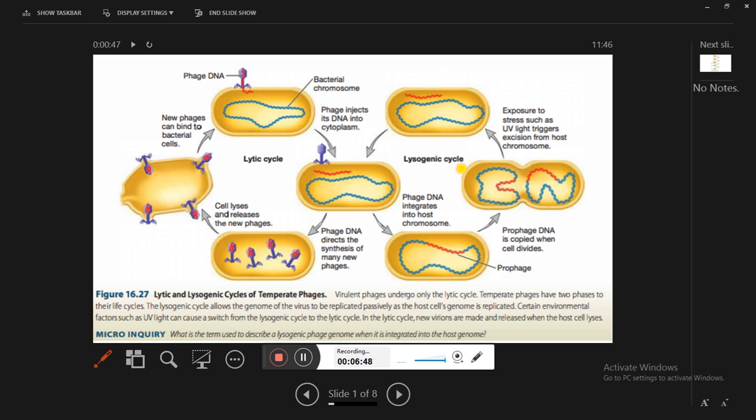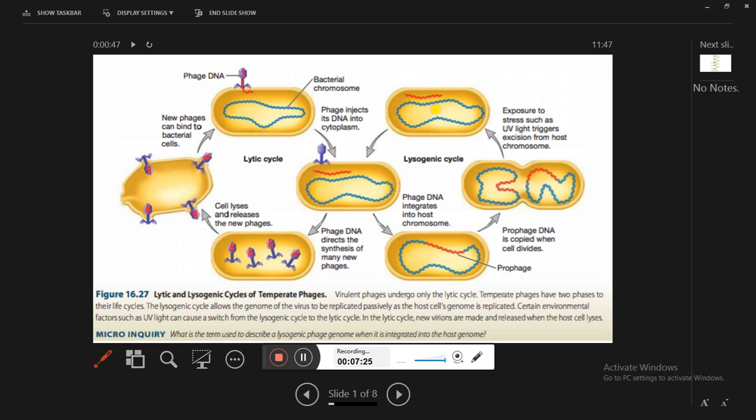Here in this case bacteriophage or prophage does not lyse this bacterial cell like the lytic cycle. Several rounds of replication produce generation by generation transfer of the phage DNA in bacteria. At a certain point, exposure to stress such as UV light triggers the excision from the host chromosome. Means, UV light exposure is a triggering event where the prophage genome is excised from the bacterial genome.